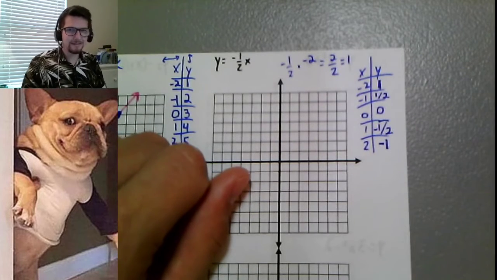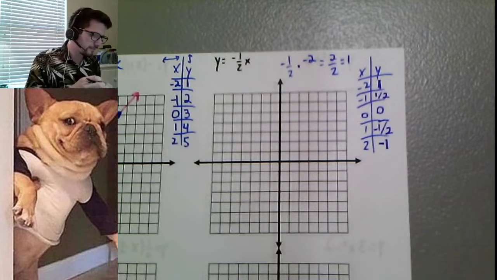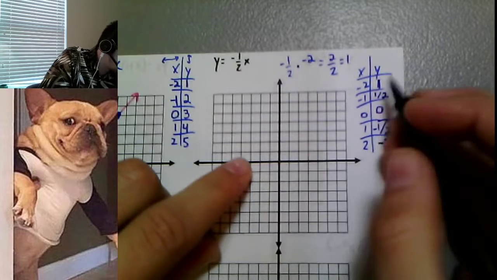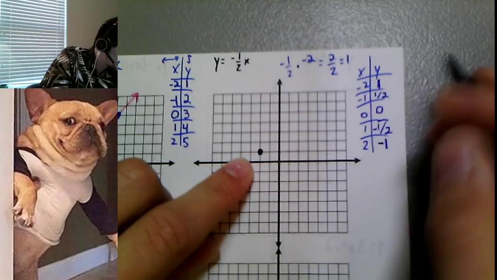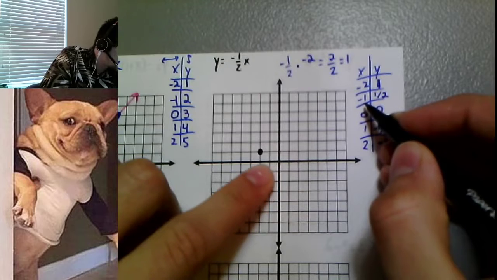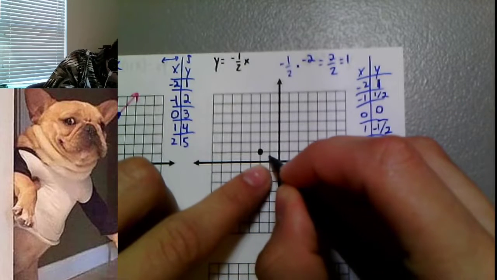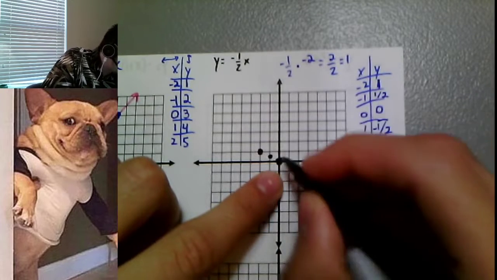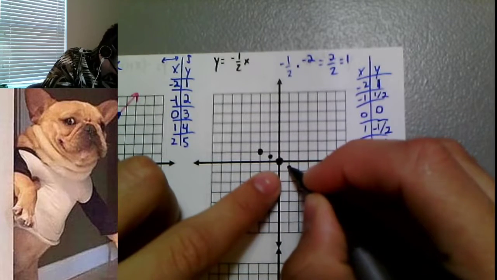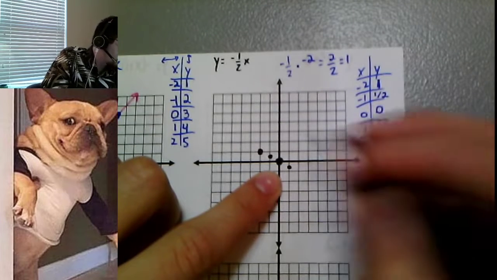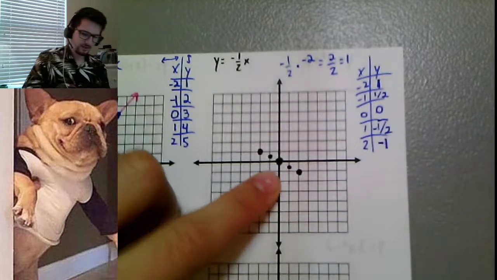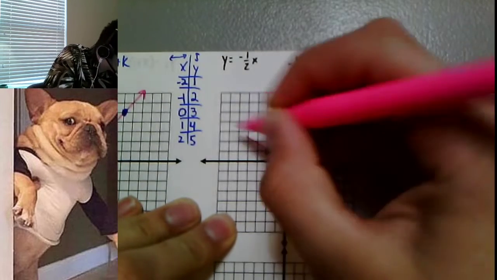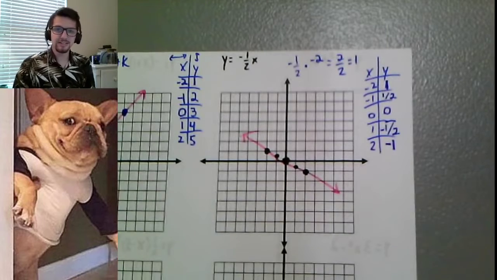So we have a half, so that's going to be annoying to graph, but oh well. Negative 2, so that's left 2, and then up 1. I have left 1, and then up 1 half, so I'm just going to go halfway up this little line. 0, 0. Right 1, down a half, so I'm going to go halfway down. And then right 2, down 1. Which it looks like a line. It's a linear function.